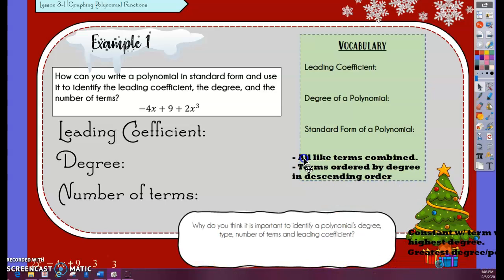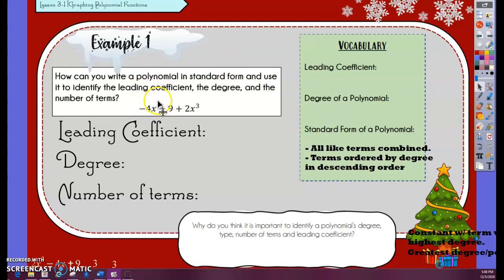So I'm going to jump around here. Standard form would mean all the like terms are combined and the terms are ordered by degree in descending order. So in this case, I see that this has a degree of 1, negative 4x. We don't see the 1, but there'd be a 1. So it's not in descending order. It doesn't go from the biggest to the smallest from left to right. So here we might write our equation in standard form, 2x to the third minus 4x plus 9.